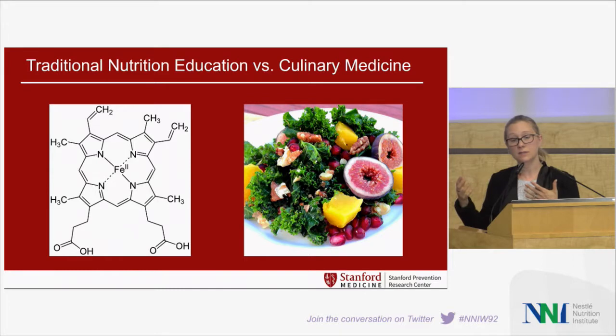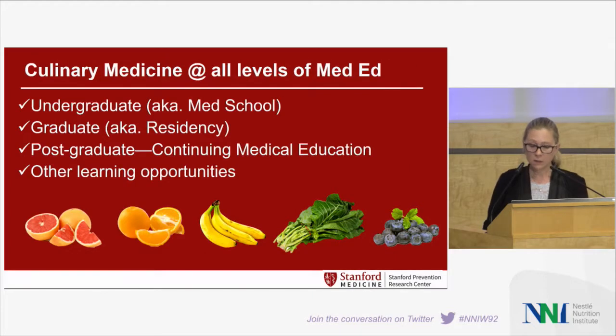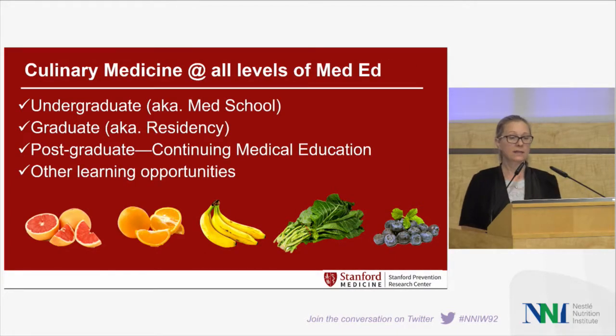So how can we use cooking and culinary medicine to then make sure that we're actually absorbing some of those things? So this is a kale salad with figs, which both have iron, and then there's a citrus dressing and pomegranate seeds, which are high in vitamin C, which would help absorb that. So that might be something that students would pick up on with a culinary medicine approach.